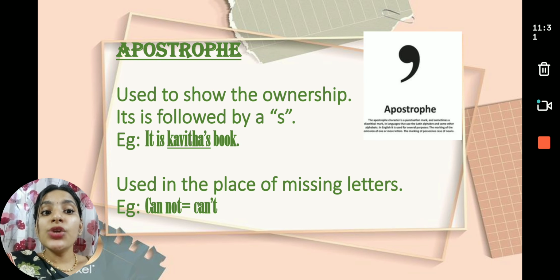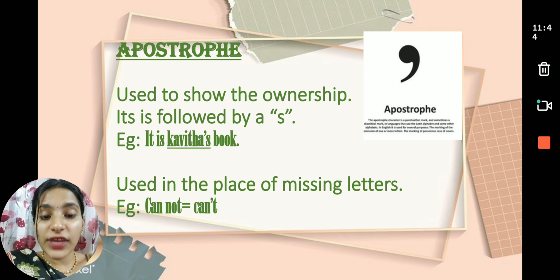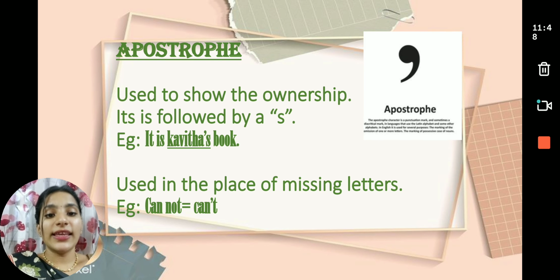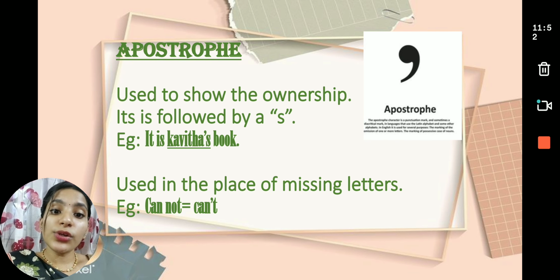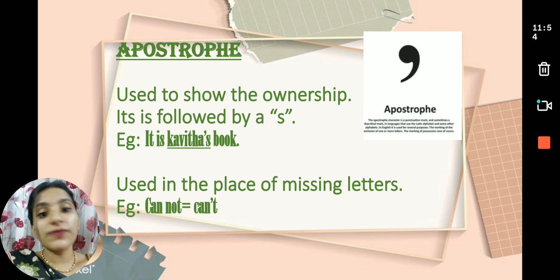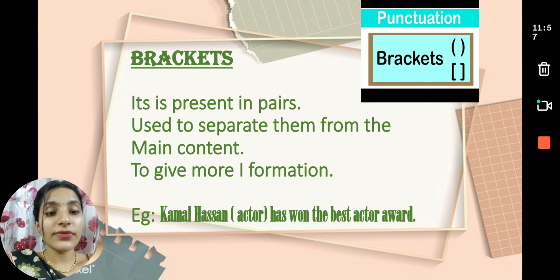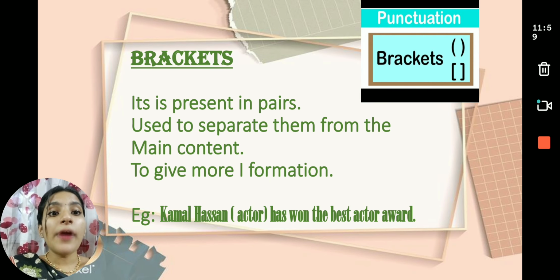And it is also used in place of missing letters. For example, can not. There are two words. We can also combine them and write can't. So there is a missing letter, right? So we use the apostrophe and make it can't. Do you all understand, students? Yes. So it is used to show ownership and it is also used in place of a missing letter. And we have brackets.